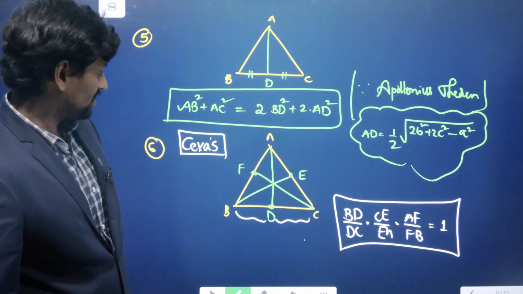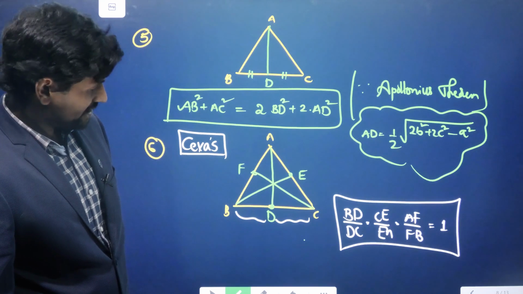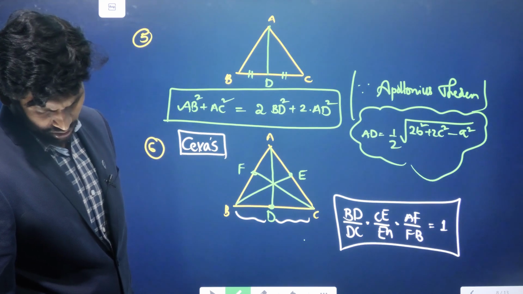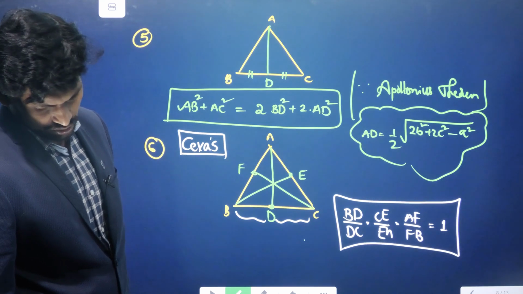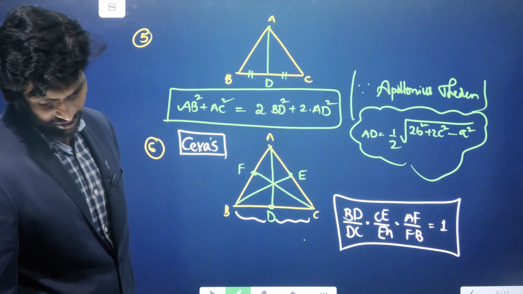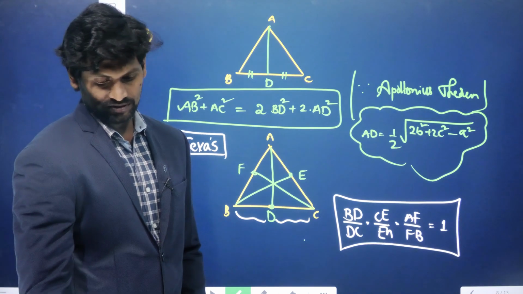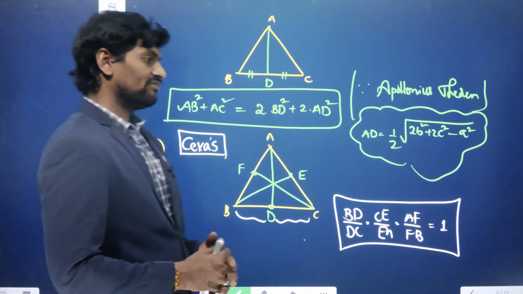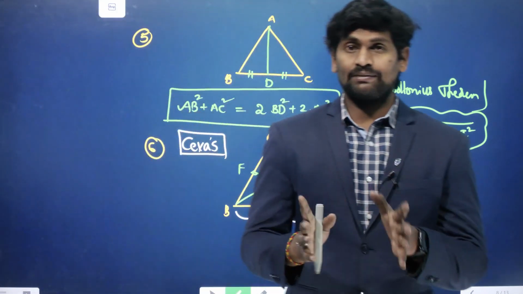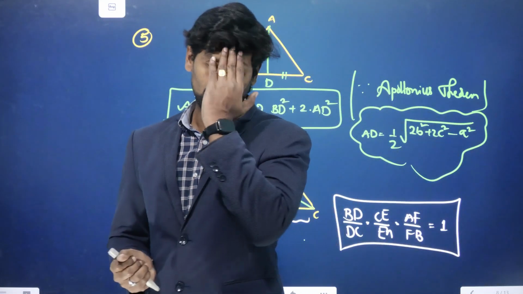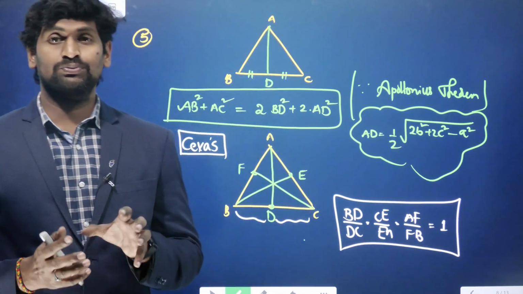Yeah, BD by DC into CE by EA into AF by FB is equal to 1. So from that, the option will be the last, fourth one. Okay, so until here we completed the concept based questions. We discussed the Pythagoras theorem and the obtuse angle triangle.